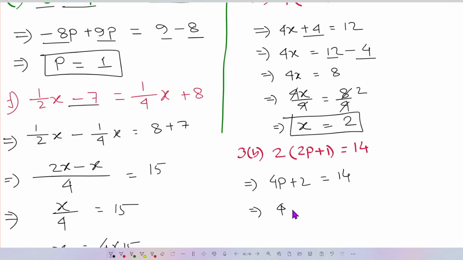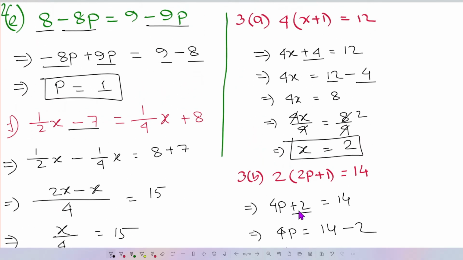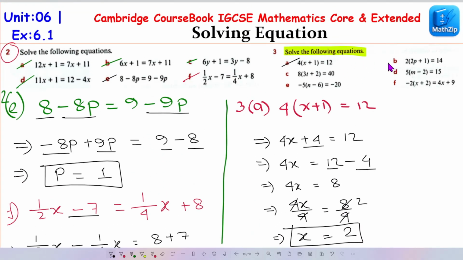Then 4p equals 14, and here plus 2 becomes minus 2. So 4p equals 12. Now we can divide both sides by 4. So 4p by 4 equals 12 by 4. So p equals 12 by 4, which means 3. So p equals 3. This is our answer. So 2b, 3b done.